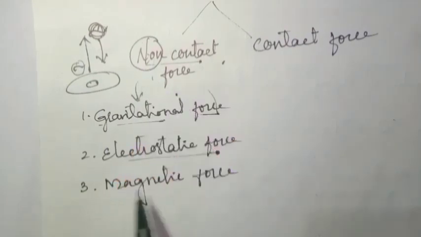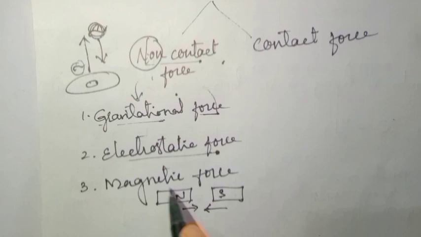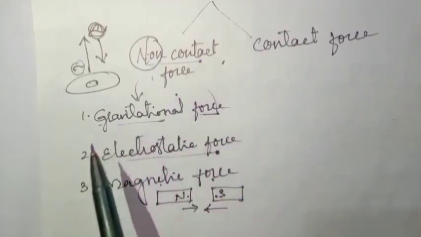And as we know, magnetic force: if we place two magnets, what happens to them? If we place two opposite poles facing each other, then they will attract each other, right? These two magnets are coming near to each other because of a magnetic force. Are they in contact before coming? No, right? So these forces are not in contact, but still the force exists. Such kinds of forces we call non-contact forces.